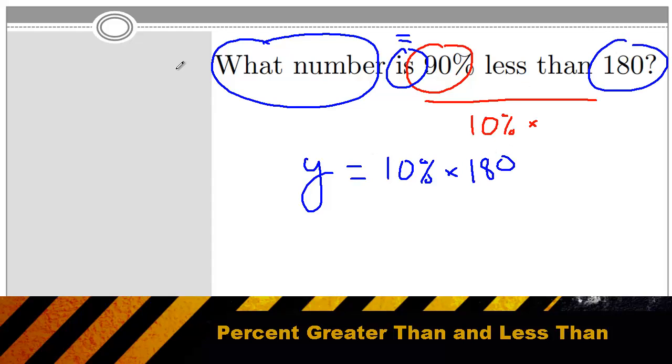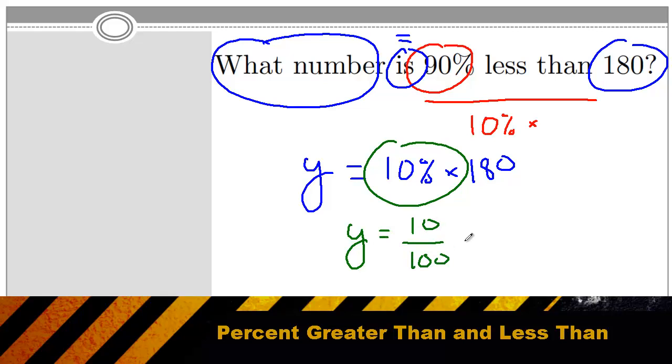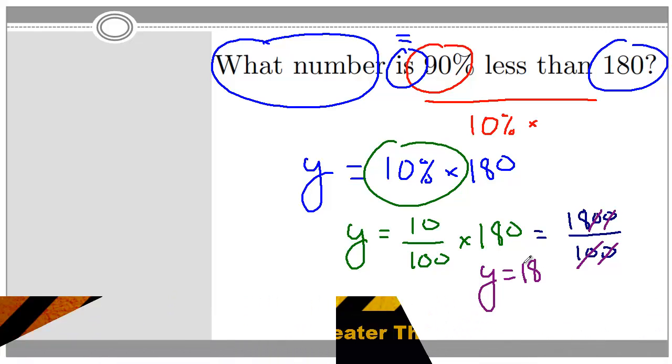Now we just solve for y, and I'm going to translate my 10% into a fraction. So my new equation is y is equal to 10 over 100 times 180, which is equal to 1800 over 100. My zeros cancel out, and I'm left with y is equal to 18.